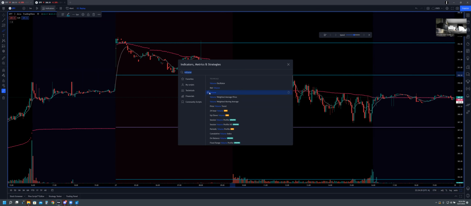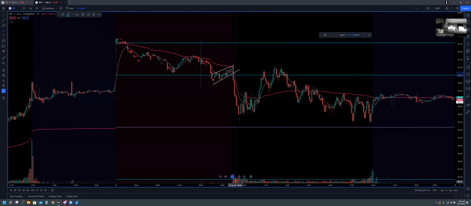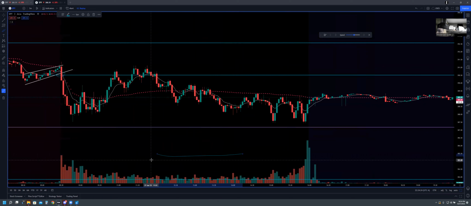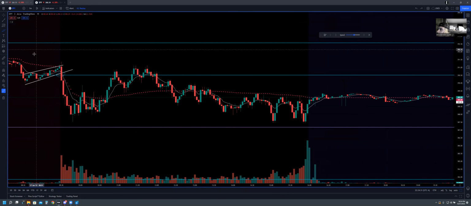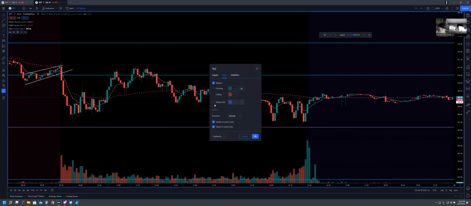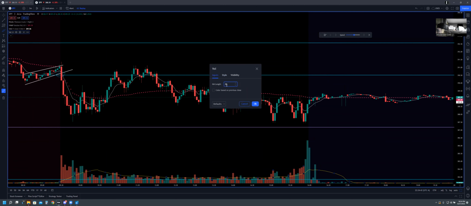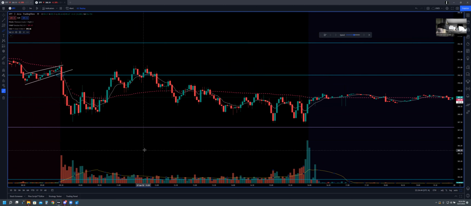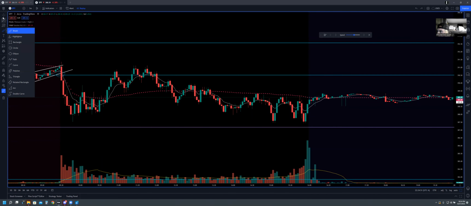Do volume, and when it comes to the volume, I like to add a moving average. Not EMA, I like to add just a moving average. So on the volume, I turn on volume moving average, and I have it set to about 20. Right here, 20. And that pretty much just shows you when the volume is above average.